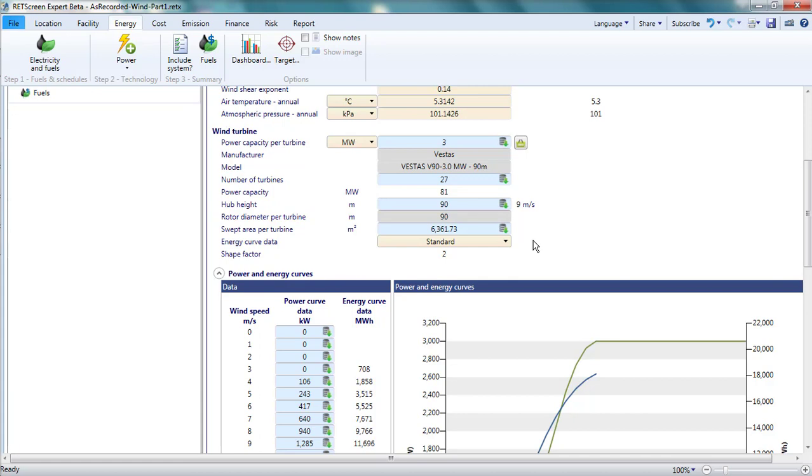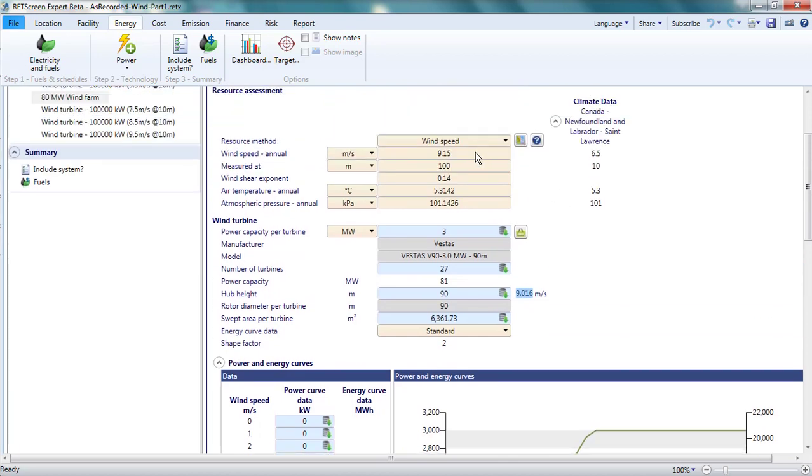You'll see that to the right of the hub height cell, a wind speed of 9 meters per second is indicated. I can select this text to display the decimals and thus observe that it is 9.016 meters per second. This is RETScreen's estimate of the wind speed at the hub height. It has taken the value of 9.15 meters per second at a measurement height of 100 meters and adjusted it to a 90 meter height based on the power law and a wind shear exponent of 0.14.